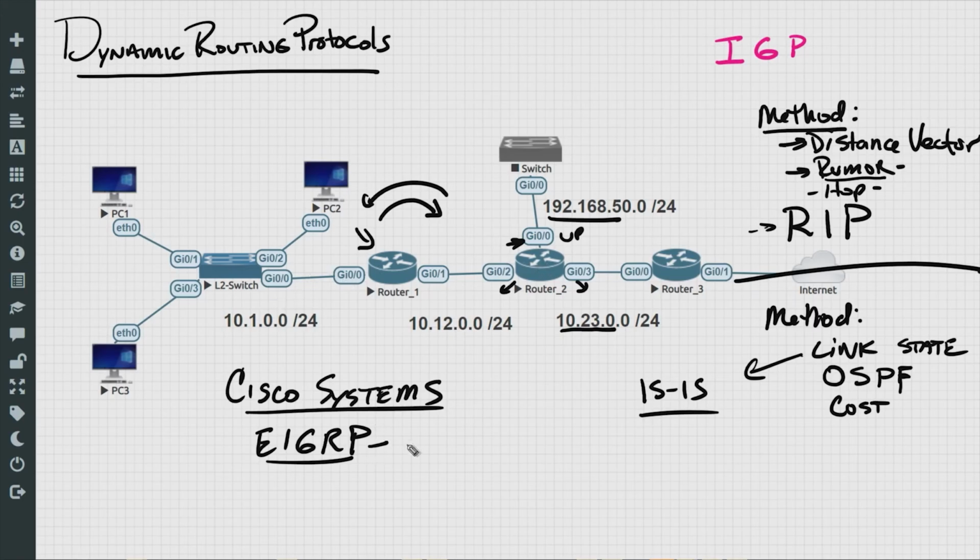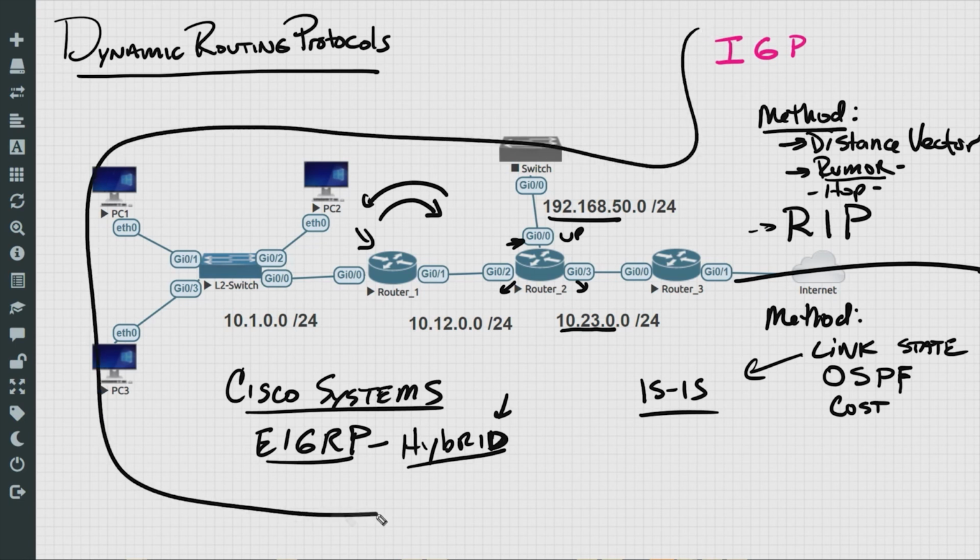So oftentimes EIGRP is referred to as a hybrid. When it comes down to, is it link state or is it distance vector? It's kind of a mostly distance vector if you boil it all down, but a lot of people refer to it as a hybrid routing protocol. And again, those are all in the family of IGPs.